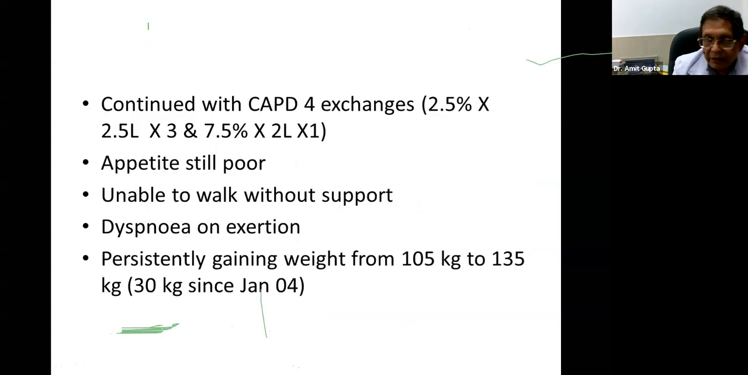So this patient was anuric. We continued CAPD, 4 exchanges: 2.5%, 3 bags, 2.5 liters each, and 7.5%, 2 liter, 1 bag at night. His appetite deteriorated. He was unable to walk without support. He started having dyspnea on exertion. And his weight gain was tremendous. He gained almost 30 kg of weight, went up from 105 to almost 135 kg.